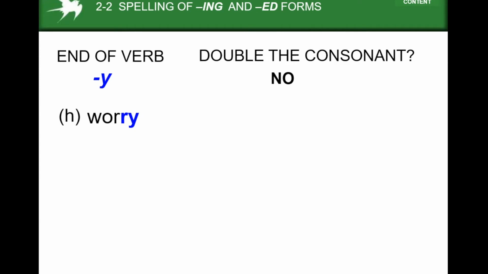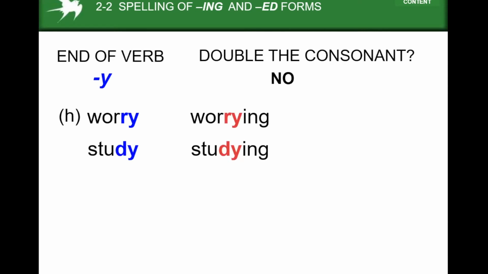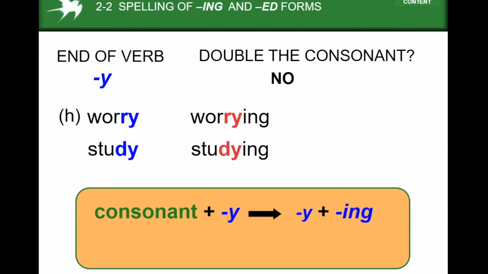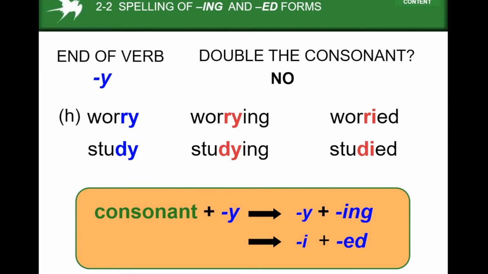Another situation is when the verbs end in a consonant plus y, such as worry and study. Here we keep the y for the ing form, but we drop the y and add ied to make the ed form.